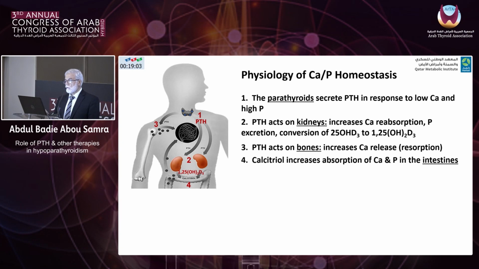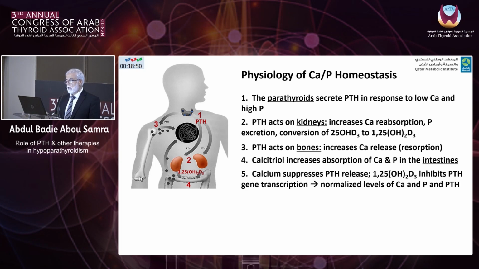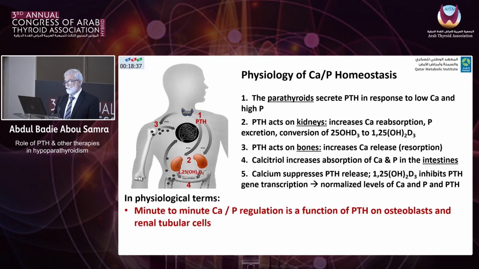Now, calcitriol, which is 1,25-dihydroxy vitamin D3, that is developed in the kidney, acts on the intestine to increase the absorption of both calcium and phosphorus. And then the calcium suppresses PTH release, and 1,25-dihydroxyvitamin D3 also inhibits the gene transcription of PTH. And at the end, we get normalization of calcium, phosphorus and PTH.